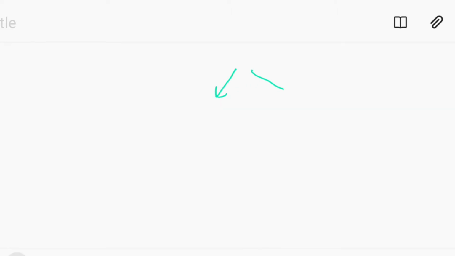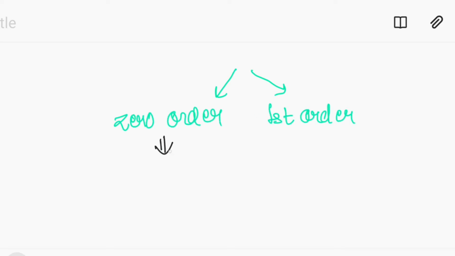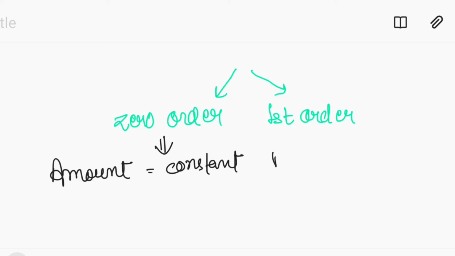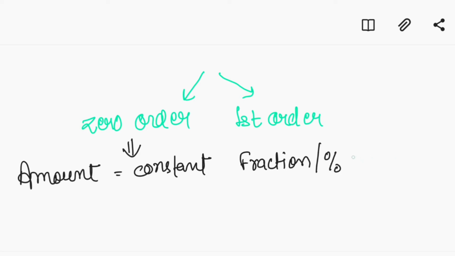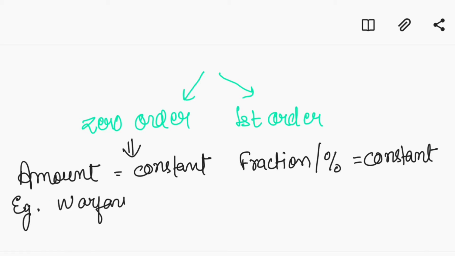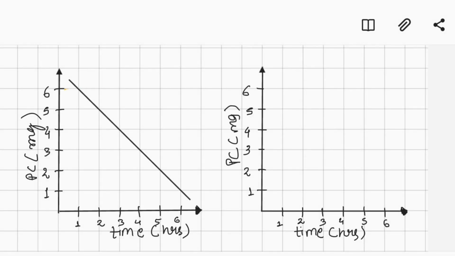Fortunately enough, almost all the drugs in pharmacokinetics follow either zero order or first order kinetics. In zero order kinetics, the amount of the drug eliminated per unit time remains constant, while in first order kinetics, the fraction or the percentage of the drug eliminated per unit time remains constant. An example of a drug that follows zero order kinetics is Warfarin, which is an anticoagulant. Let's draw a graph on its rate of elimination.